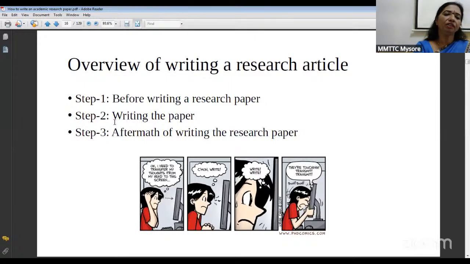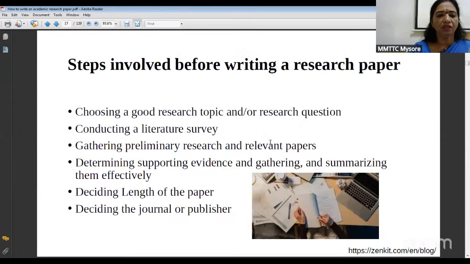Now let me tell you the overview of writing a research article. We have 3 steps. What is the first step? Step 1 is before writing a research paper. Step 2 is writing the paper. And step 3, the aftermath of writing the paper. Afterwards, what we should do after writing a research paper.